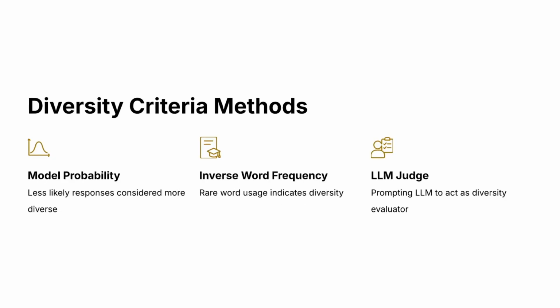In terms of the diversity criteria, we need a clear, measurable way to define diversity. One approach is the model probability. Here, responses that the model itself assigned lower probability to are considered more diverse. The reasoning is simple: if the model rarely produces a certain phrasing or structure, it's likely offering something novel. A second method looks at inverse word frequency. This captures diversity through language use. Responses that include rare or less common words are treated as more distinctive and varied. And finally, there's an LLM judge approach. In this case, an LLM is prompted to act as an evaluator, directly assessing which responses are most diverse based on content, tone, and structure.